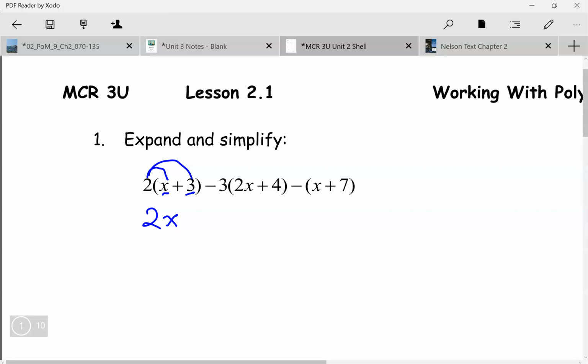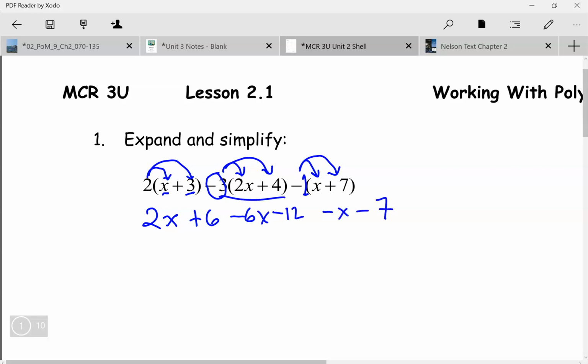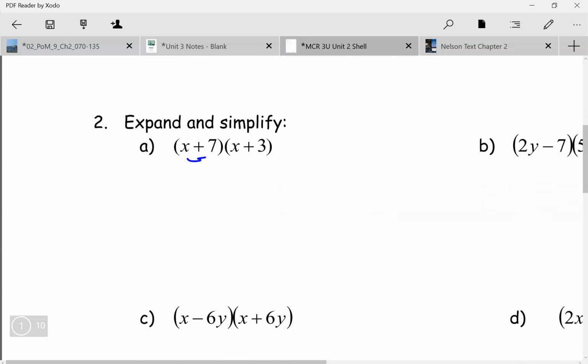So here the 2 multiplies into the x and 3, the negative 3 multiplies into the 2 and the 4, and the negative 1 over here multiplies into the x and into the positive 7. So here we have a 2x plus 6, negative 6x minus 12 from this guy, and then a negative x minus 7. And then we just combine like terms. So I'm sure you're familiar with that. Combining like terms gives us the final answer there.